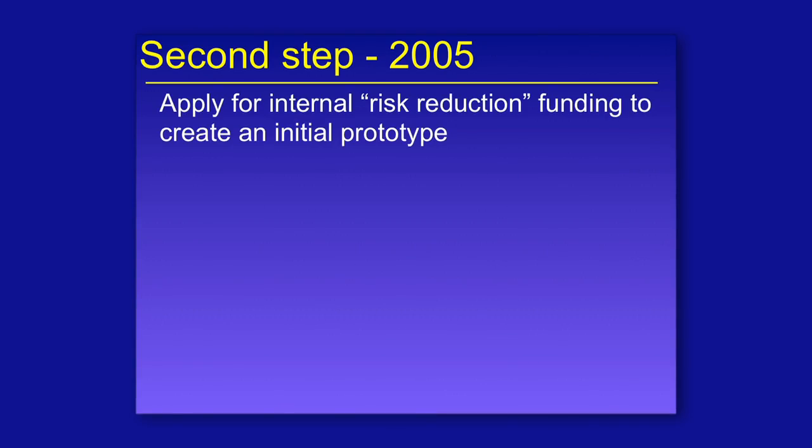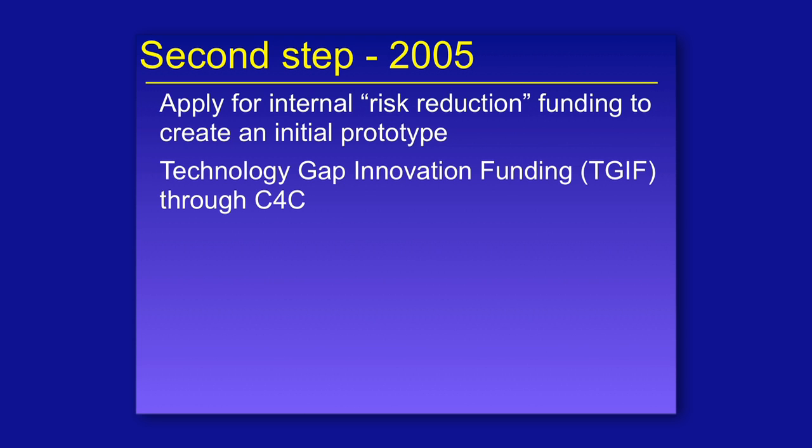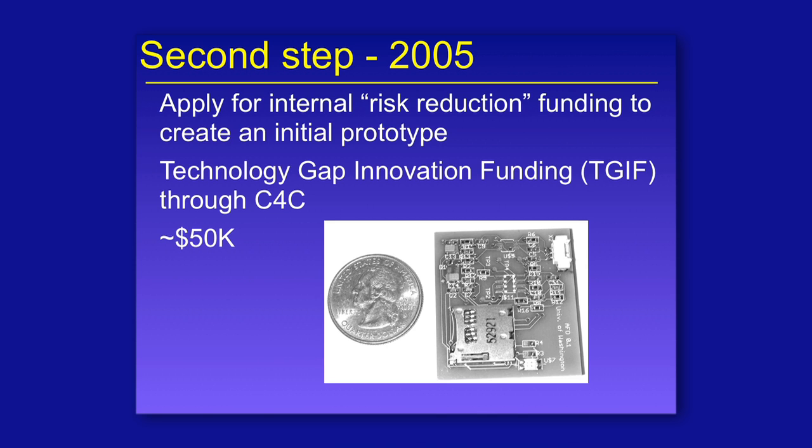Then if you do that, the business person said, oh, thank goodness, you've retired that risk, which was really scary. So I applied for internal risk reduction funding to create an initial prototype. This was the Technology Gap Innovation Funding, called TGIF, which I think has changed to commercialization gap funding now, and that was through C4C. I think this was actually the first round that they ever had it. This was about $50,000 and led to building the first prototype of a device.